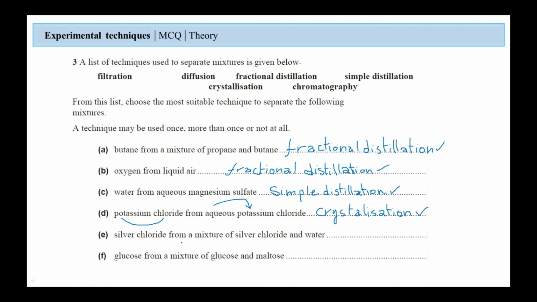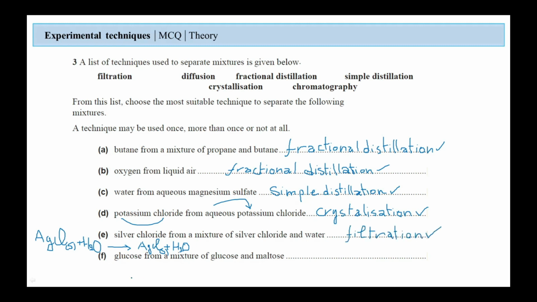Next one, silver chloride from a mixture of silver chloride and water. Here, you need to pay attention that silver chloride, AgCl, which is a solid, is actually insoluble in water. So if we have AgCl plus H2O, the reaction will stay as it is, which means that the products here are AgCl plus H2O. Nothing will be happening. This means that AgCl will stay as it is in its solid form. So to separate silver chloride from a mixture of silver chloride and water, which means here we have a solid and liquid, we will be using filtration.